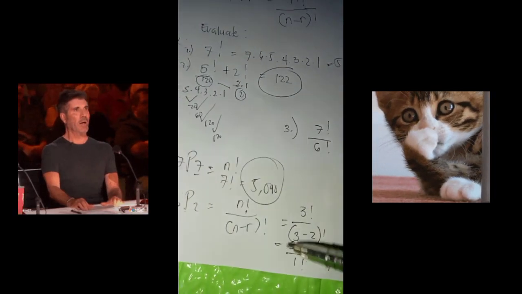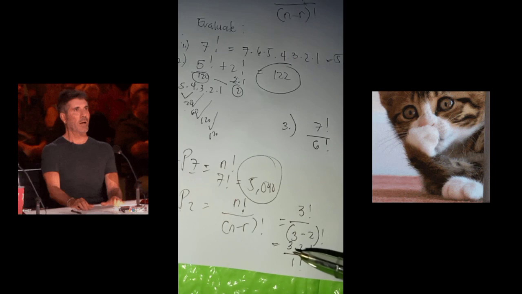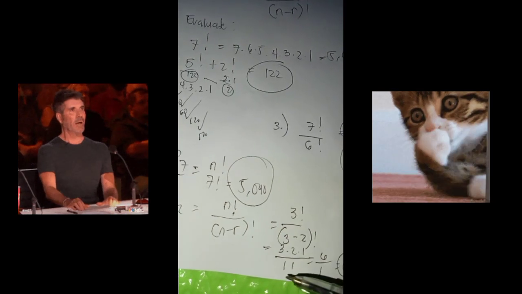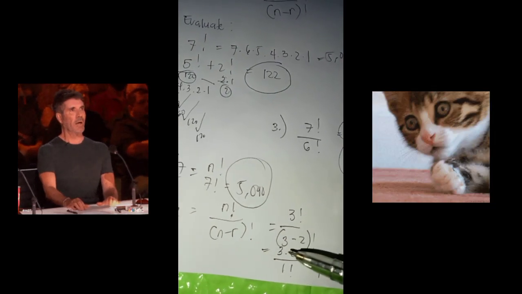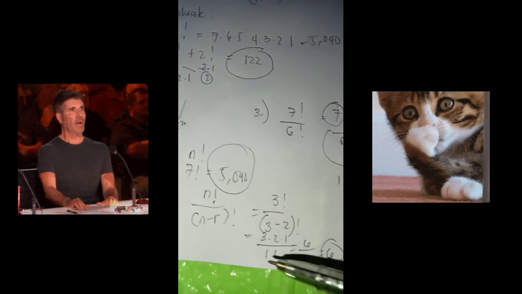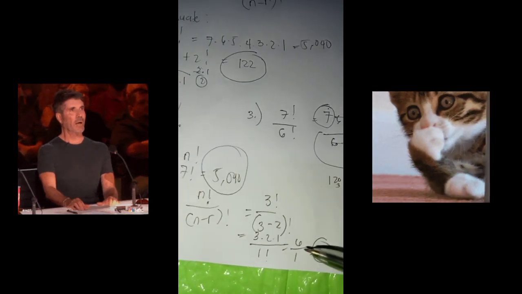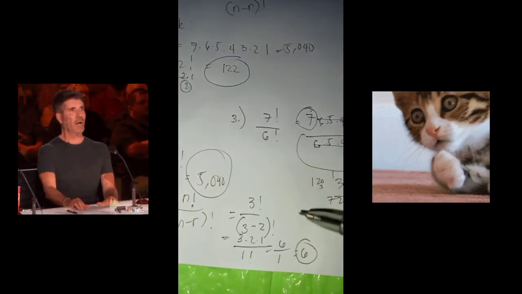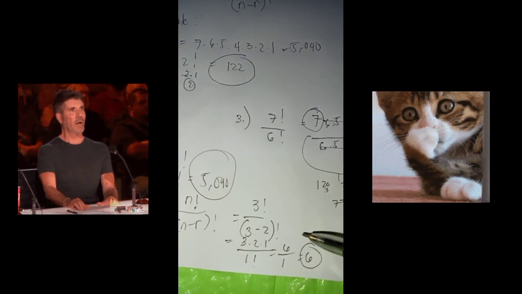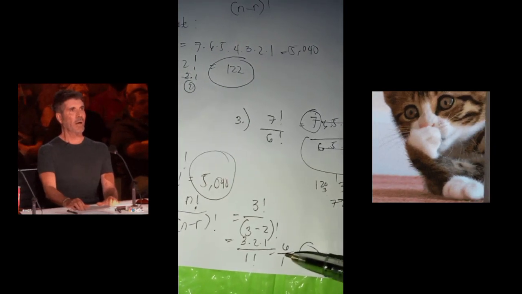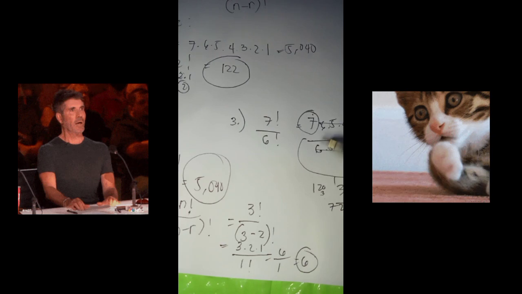3. The quantity 3 minus 2, r is 2, so 3 minus 2 is 1. 1 factorial and 3 factorial. So 3 times 2 times 1 is 6. 1 factorial is 1, so 6. A number divided by 1, the answer is the number, like 6 or like 5. So 6 divided by 1 is 6.